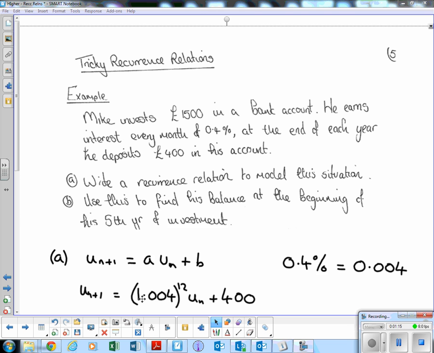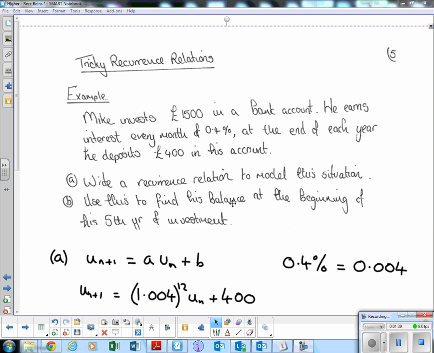So we can go for 1.004. Again, that's the 0.4% increase to the power 12. And that'll be a whole year, because we're just multiplying by 1.004 12 times to get that yearly interest. And then at the end of the year, he pays in £400 as well.